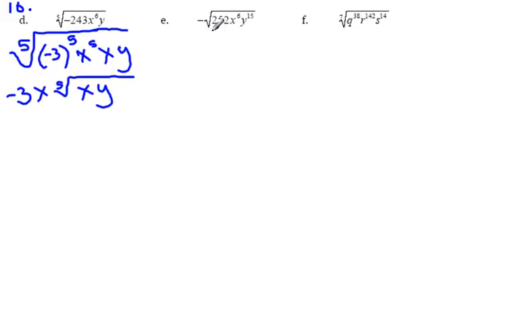Okay, for E, I'm taking the opposite of, or the negative of, the square root of 252 x to the sixth, y to the 15th. Well, I know right away off the top of my head that 252 is not a perfect square, and that means I'm not going to be able to just take the square root of it like I did over here.